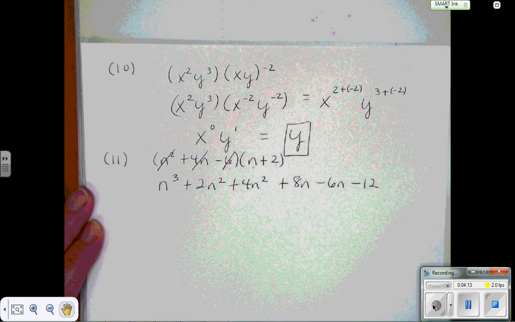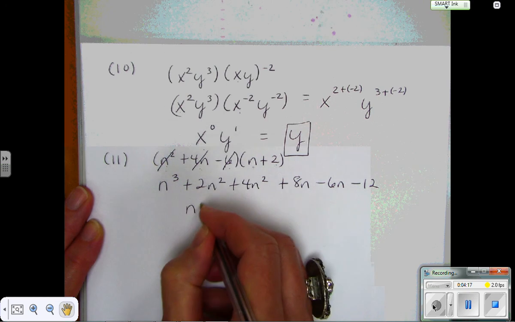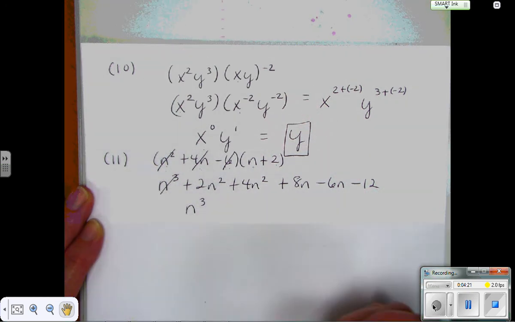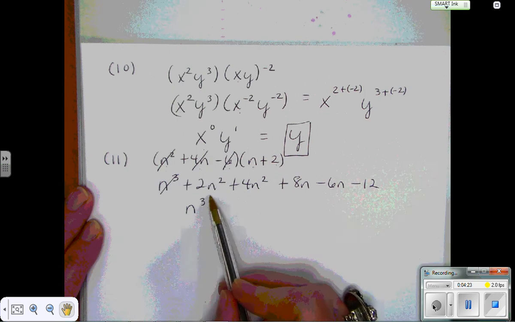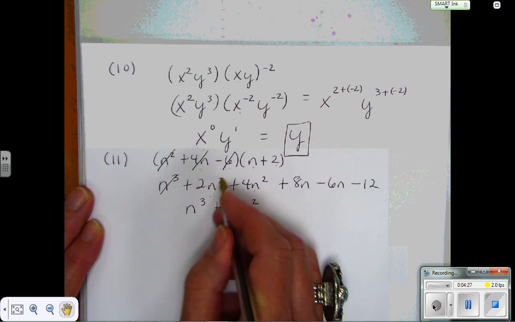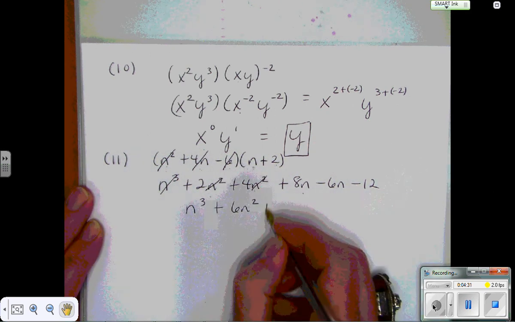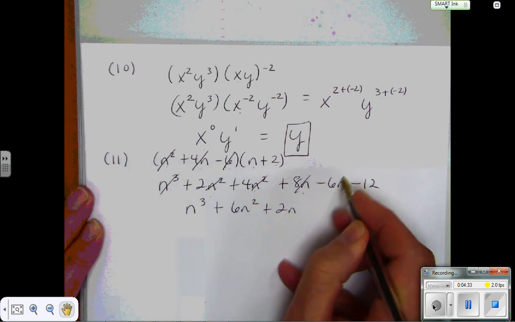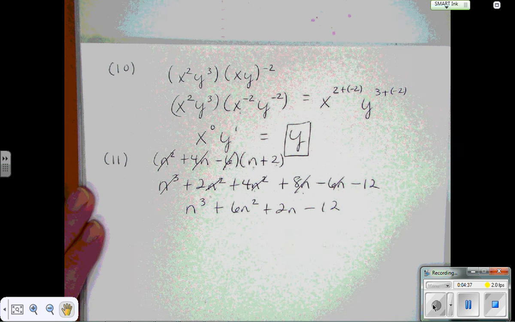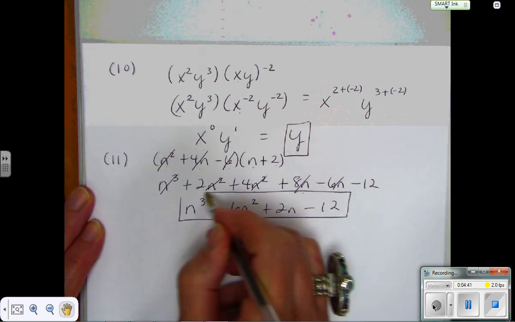So now I just need to combine my like terms. Okay, I don't have another n to the third. That's just going to stay all by itself, so I'm going to put a line through that. 2n squared plus 4n squared is 6n squared. Okay, then 8n minus 6n is plus 2n. So I'm done with those. And minus 12 is on the end. So this is going to be your simplified answer.